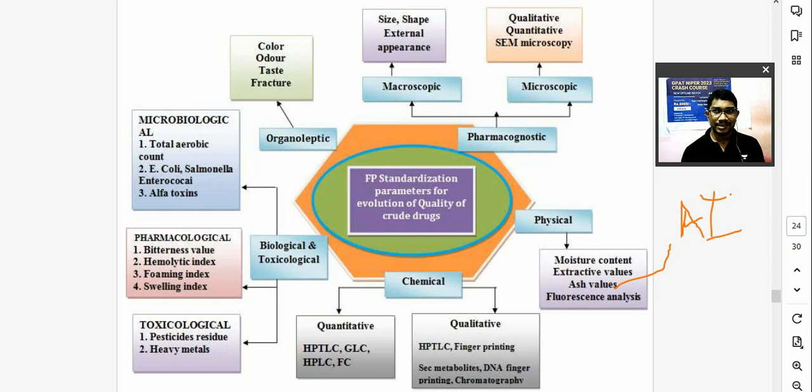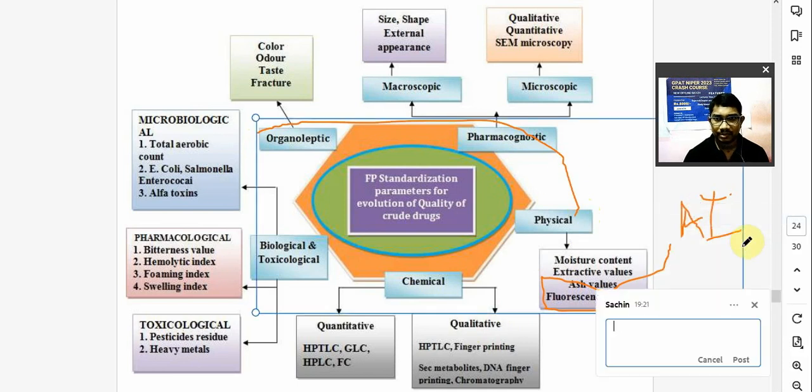Qualitative means whether something is present or not. For example, whether a carbohydrate is present in the plant or not, whether alkaloid is present or not, whether glycoside is present or not. That is a qualitative test. It is done using HPTLC, known as high performance thin layer chromatography, which is a modification of TLC in which the mobile phase and then sample application are handled.